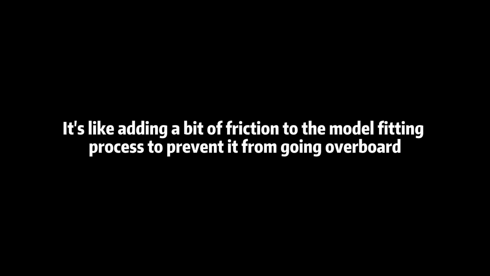These techniques add a penalty to the complexity of the model. They're like saying, hey, model, don't get too excited about every little detail. Keep things simple. It's like adding a bit of friction to the model fitting process to prevent it from going overboard. So it's about finding that sweet spot, a model that fits the data well but is also simple enough to generalize. Can you give us a bit more detail on how Lasso and Ridge differ in their approaches?